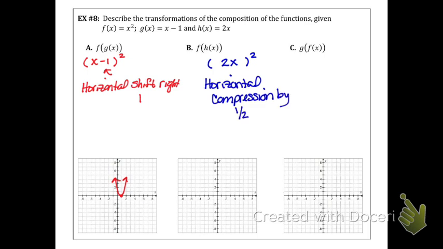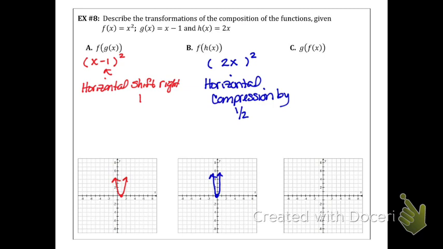by its reciprocal, 1/2. So remember, usually we multiply something by 2, it gets bigger. This one's going to get smaller. So horizontally, it's going to get smaller. We're going to compress it. It's going to become skinnier. So our vertex is still here at the 0, but it's going to be skinnier or more narrow.